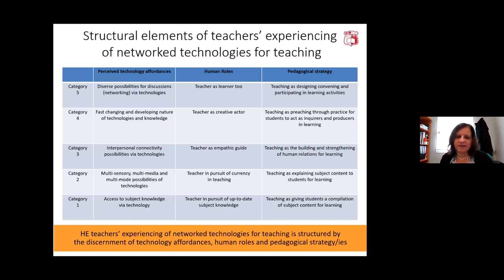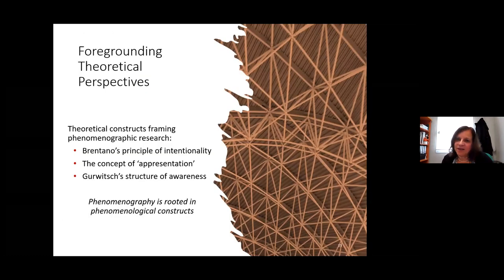So, considering this model, we need to also consider the underpinnings of a phenomenographic space. And in phenomenography, there are three constructs coming from the phenomenological field, on which phenomenographic findings are held. The first one is Brentano's principle of intentionality, the second is Gurwitsch's structure of awareness, and the third is the concept of representation. And I'm going to briefly go through these three concepts in order to use them for going back to this phenomenographic model to take it one step further.